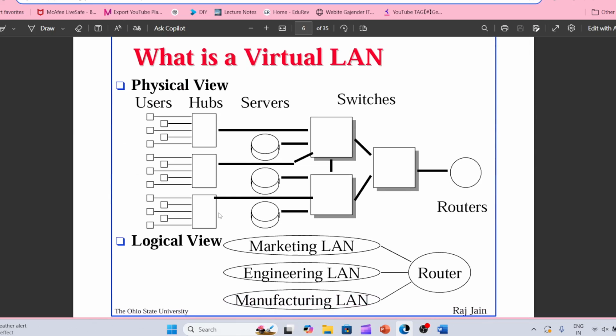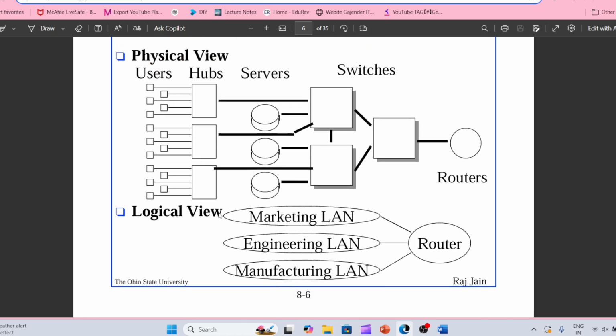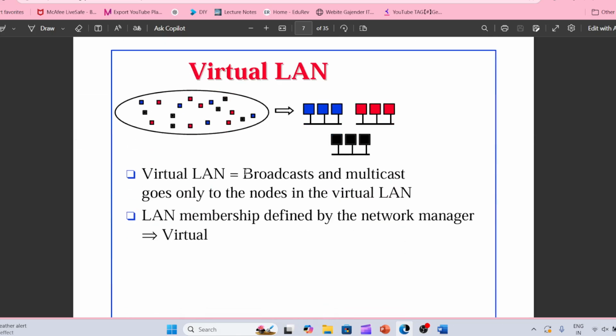So here we are going to create a virtual LAN. Logically we have divided it. Physically they are being connected, but by using some protocols we have divided this into multiple parts. So we have the marketing LAN, engineering LAN, and manufacturing LAN. We have created different views over there. Virtual LAN broadcast and multicasting goes only to the nodes on the virtual LAN.